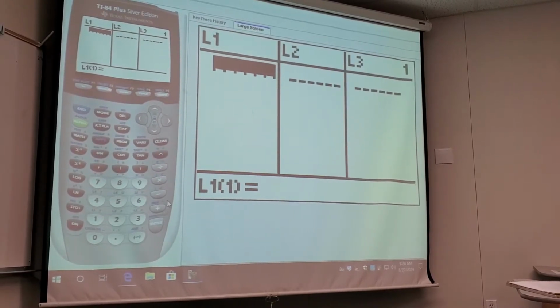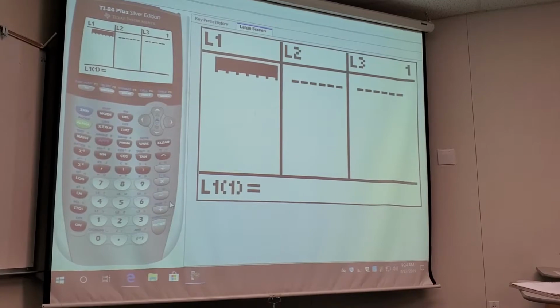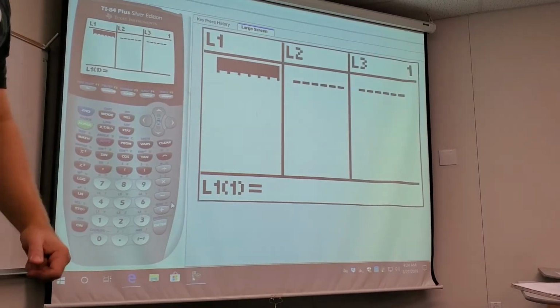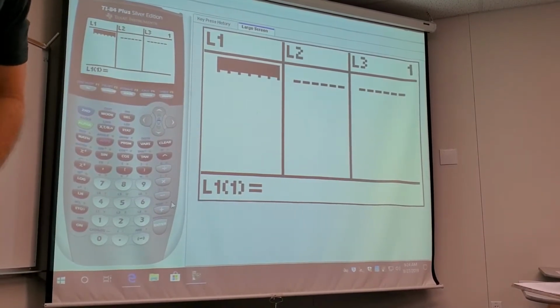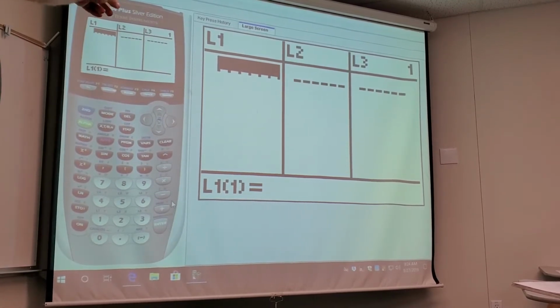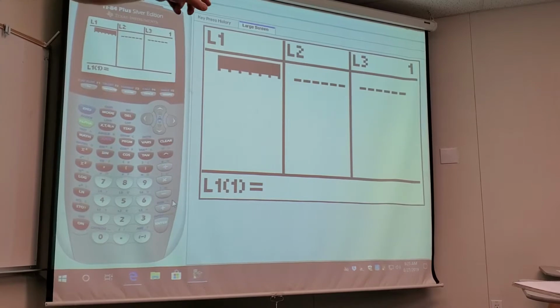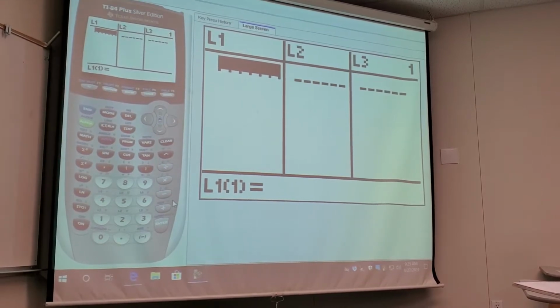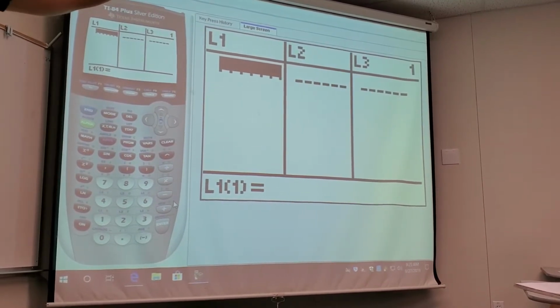Now if you have the newer calculator, it's backlit and you can see more lists. I gave mine away, so I don't have that right now. Does anybody have data in any of theirs? Does anybody have a missing list? It's okay if you do. Like, is list 1 gone or is list 2 gone?